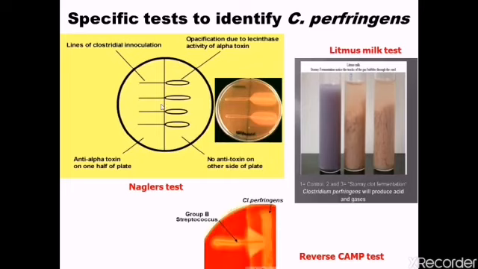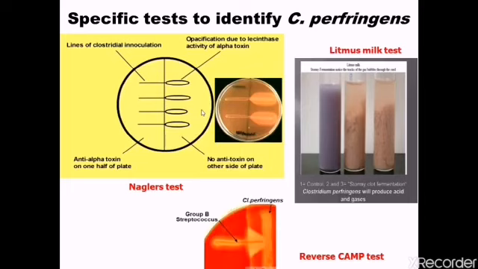So, a medium containing 20% human serum or 5% egg yolk agar is taken, and it is divided into two halves. On one side of this plate, anti-alpha toxin is applied, and on this side, there is no antitoxin. Apply the test organism, which is actually Clostridia. So there are lines of clostridial inoculation.